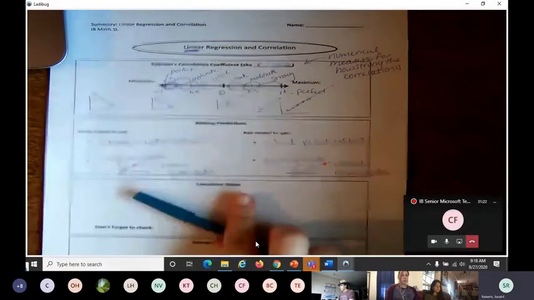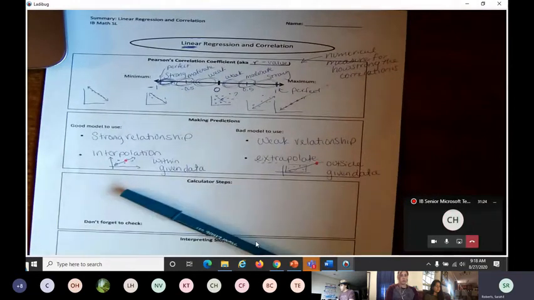Okay, what questions do you guys have about those two types of models, good models, bad models, and characteristics of them?